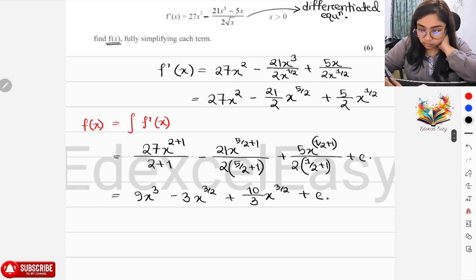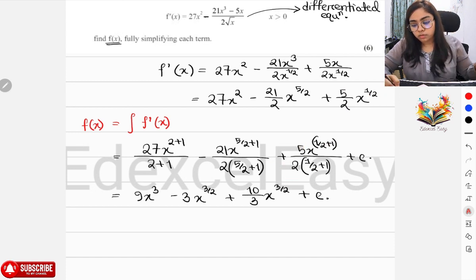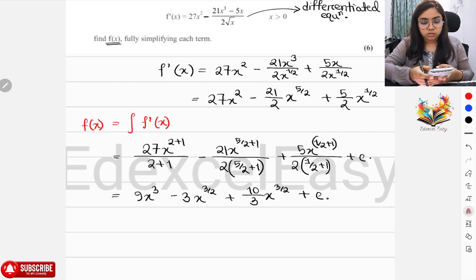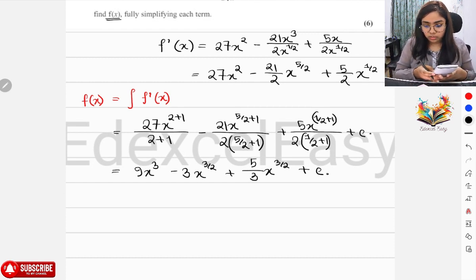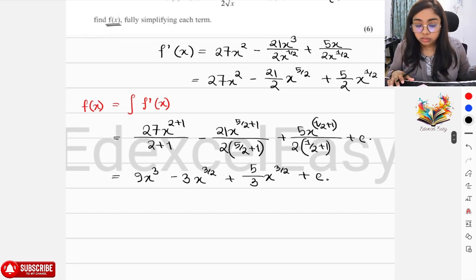There was this 2 already involved with this, right? Because as you can see, it was 5 by 2 x to the power of half. So 5 by 2, this was half plus 1. Half plus 1 will be multiplied with 2. Right, sorry, made a mistake. So it will actually be 5 by 3 over here. This one is supposed to be 5 by 3, and 0.5 plus 1 is 3. Okay, now this is correct. Now after this they want to find out the full equation for the original equation, right?